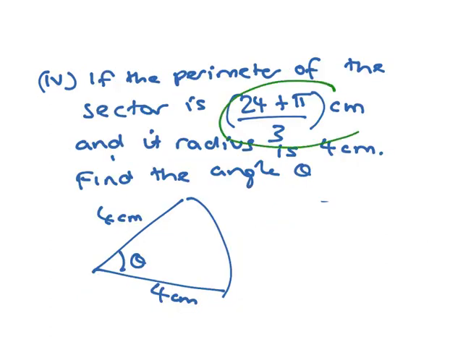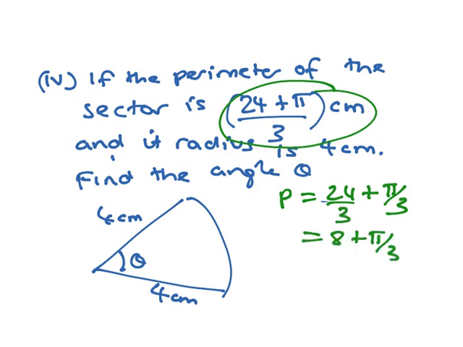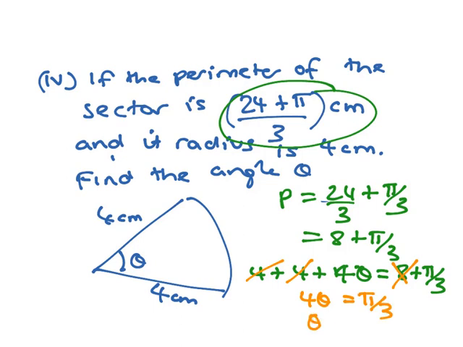Alright, now this is working backwards. So the whole perimeter is 24 plus pi on 3. So 24 plus pi on 3, that would be on 3, that would be 8 plus pi on 3. Okay, so I know that the perimeter is 4 plus 4 plus r theta, so plus 4 theta, that's got to equal 8 plus pi on 3. So if I take away the 4 and the 4, that will give me the 8. 4 theta is pi on 3, so theta is pi on 3 times 4, which is pi on 12. And that is in radians.